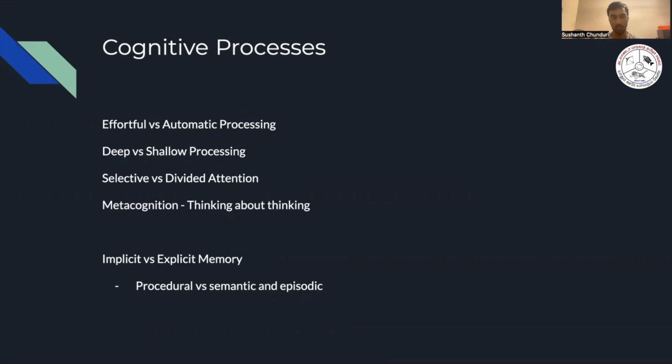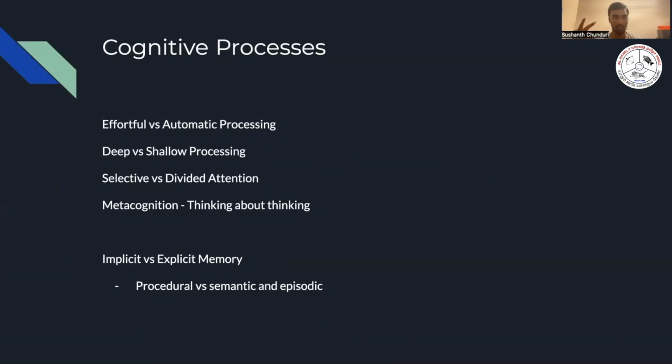Effortful versus automatic processing. Effortful processing is when you take effort and try to memorize something, whereas automatic processing happens automatically without you even thinking about it. A type of effortful processing would be reciting words to remember them, or trying to remember a grocery list by going through each one of them. Whereas automatic processing is when you're doing something else and you're memorizing those words, or that grocery list, without thinking about it at all.